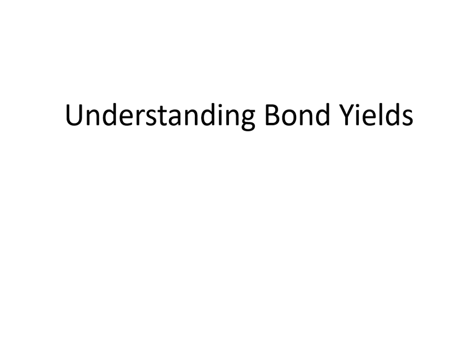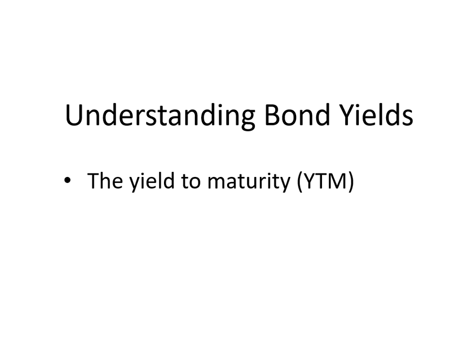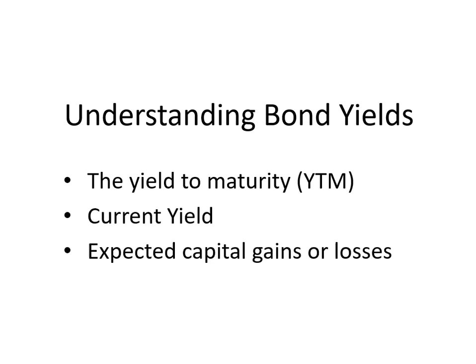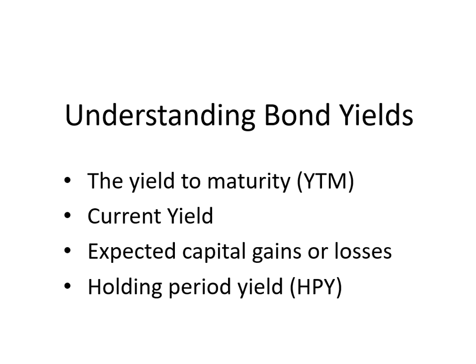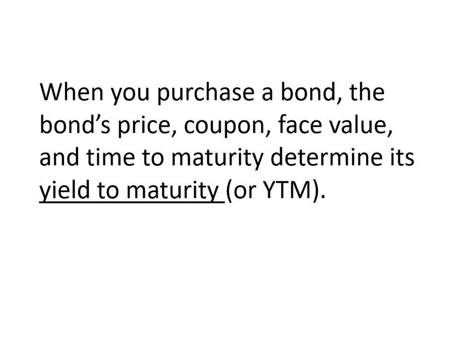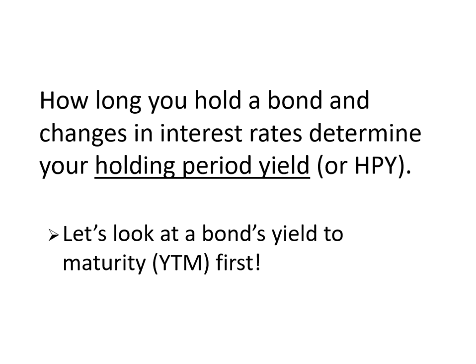This video will help you better understand bond yields. It will go over a bond's yield to maturity, its current yield, expected capital gains or losses on bonds, as well as a bond's holding period yield. When you purchase a bond, the bond's price, coupon, face value, and time to maturity determine its yield to maturity. How long you hold a bond and changes in interest rates will determine your holding period yield.